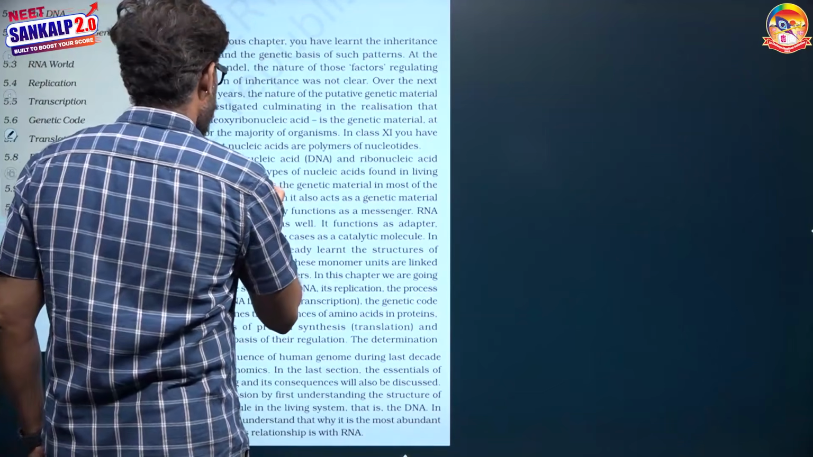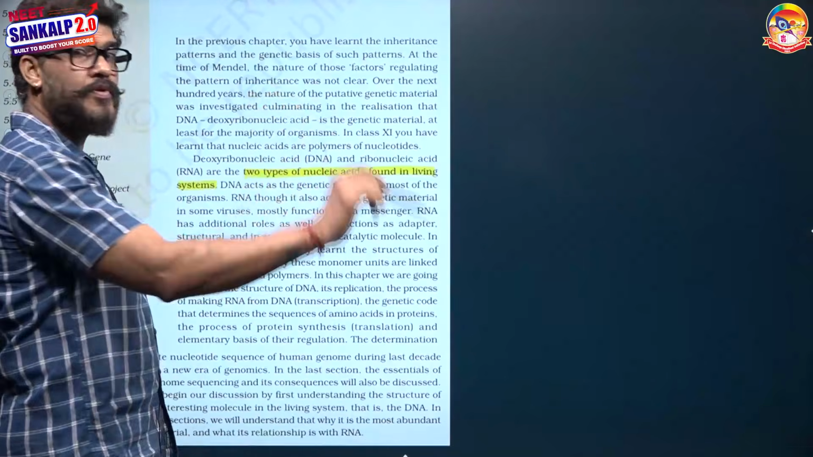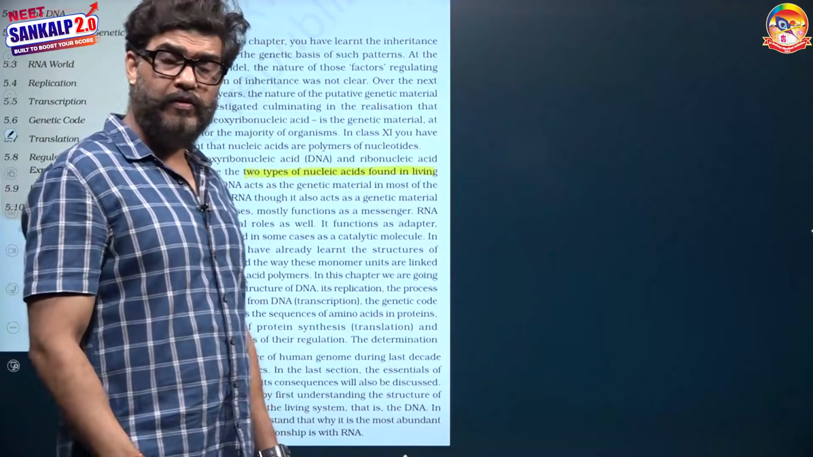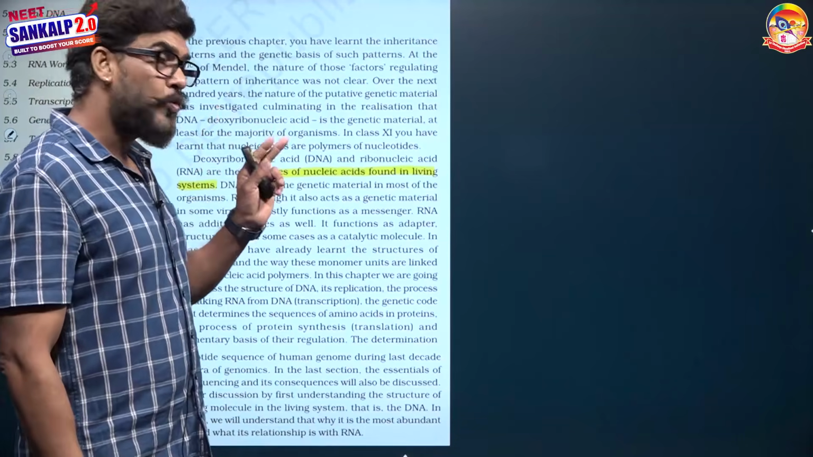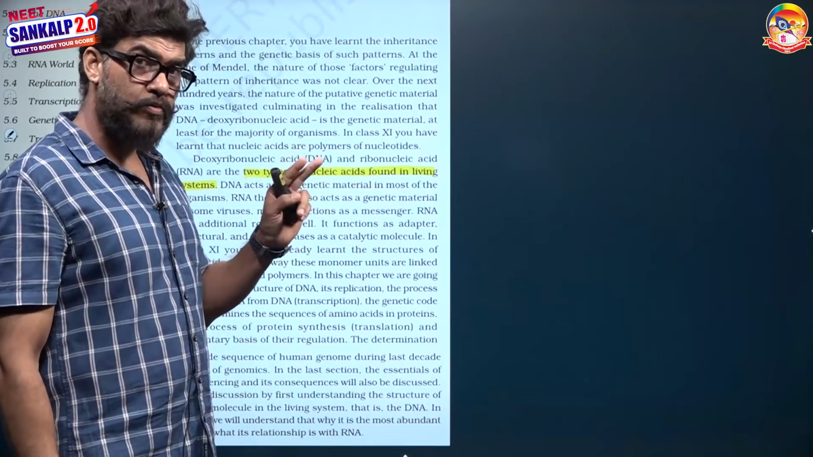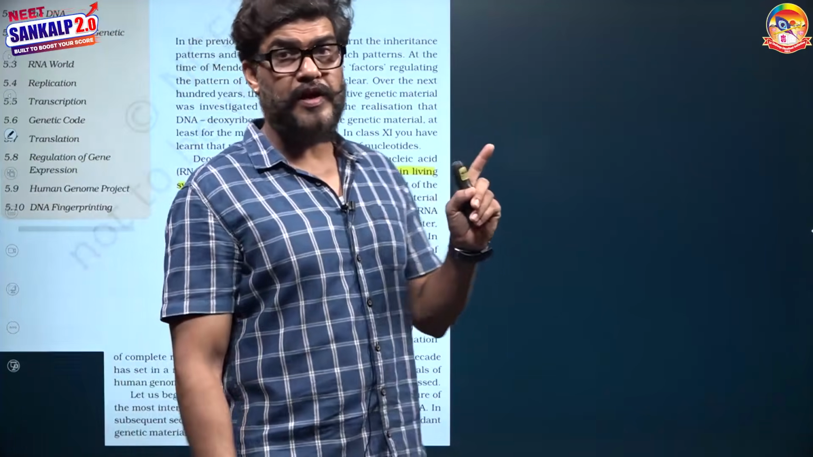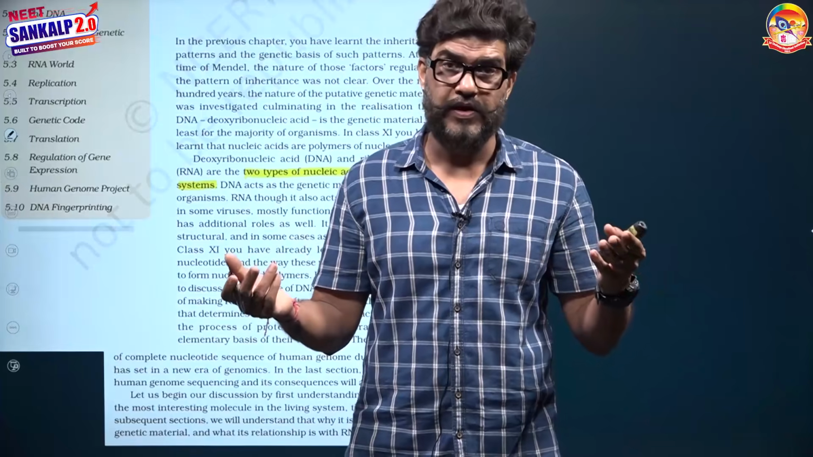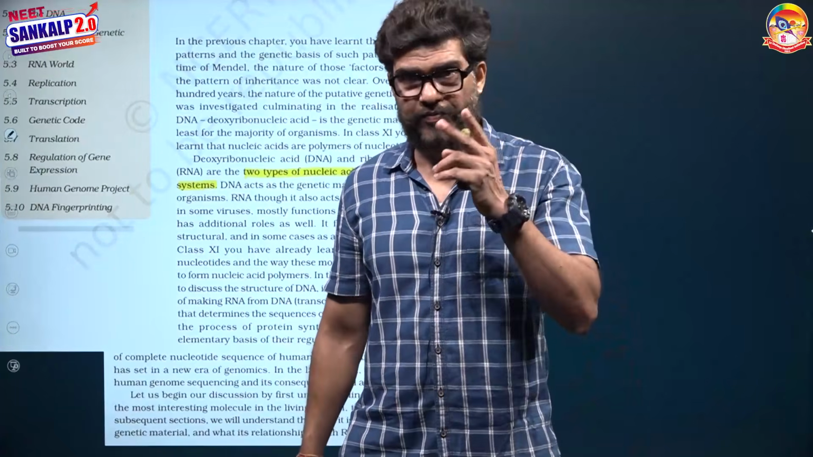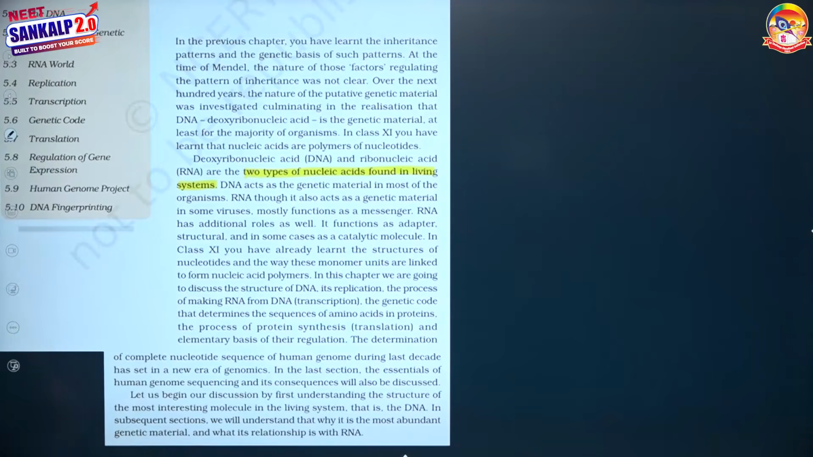Two types of nucleic acids are found in living systems. While reading a fact or question, you should keep this in mind: two types of nucleic acid, not two types of genetic material. In living systems, DNA is the only genetic material, because viruses are neither living nor non-living. So, two types of nucleic acids are present in the living system is a very important aspect.